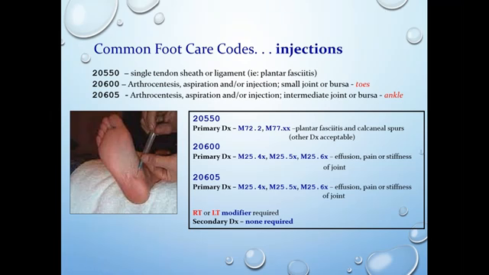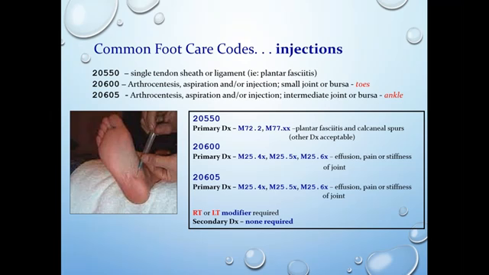So again, as John was saying, the codes for the injections: 20550, a single tendon sheath, most common use for plantar fasciitis, and 20600 and 20605 for aspiration and or injection of small joints. 20600 more commonly used for toes, and 05 is most commonly used for the ankle. And below, you're going to see the most common diagnoses. You'll see plantar fasciitis or plantar calcaneal spur. Other diagnoses, of course, are good for 20550.